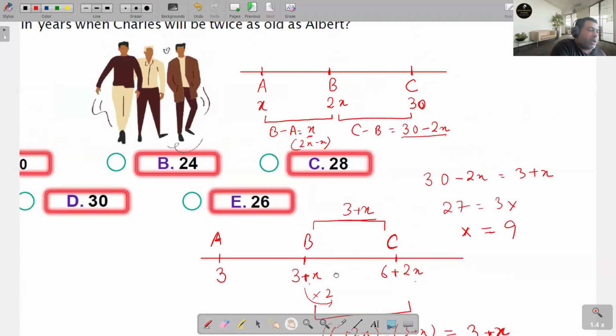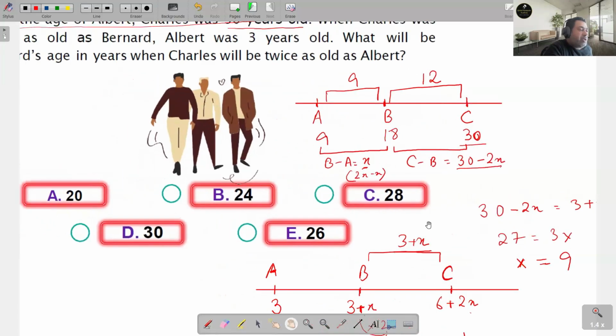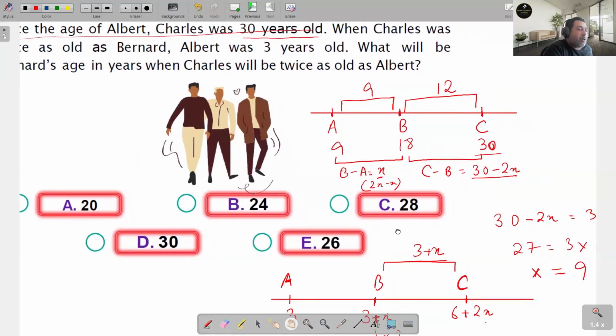So here we get some relationship, and from the first equation itself we can find out that when Albert was 9, Bernard was 18, and Charles was 30 years old at that time. So the difference between Albert and Bernard's age is 9 years, and the difference between Bernard and Charles is 30 minus 18, which is 12 years. All right, so we got this much. Now it says, what will be Bernard's age in years when Charles will be twice as old as Albert?